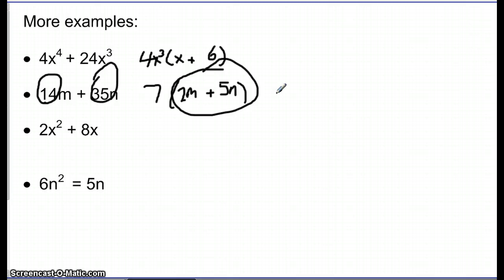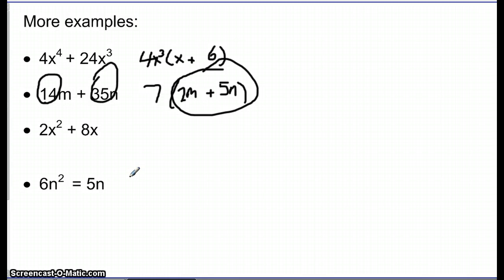In the third example, you have a 2x in common in both terms, so you're going to divide by 2x. The factored form will be 2x times x plus 4. Set both the 2x and the x plus 4 equal to 0. So here, x equals 0 and x equals negative 4.